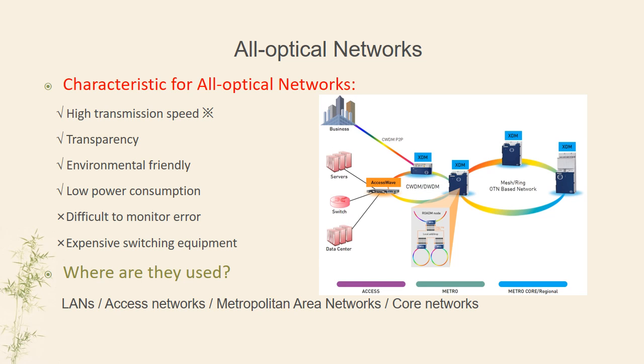Now let's move on to all optical networks. With all optical networks, we can have a very high transmission speed and a low power consumption. It is also transparent and environment friendly, but it is hard to monitor errors. Apart from this, switching equipment can be quite expensive. Based on these features above, it is primarily used in core networks.